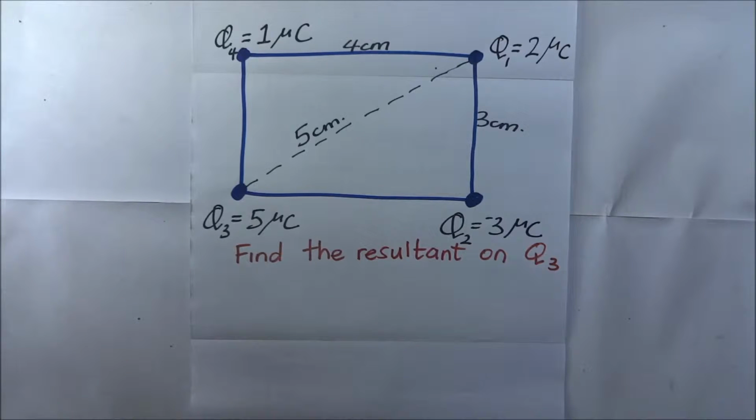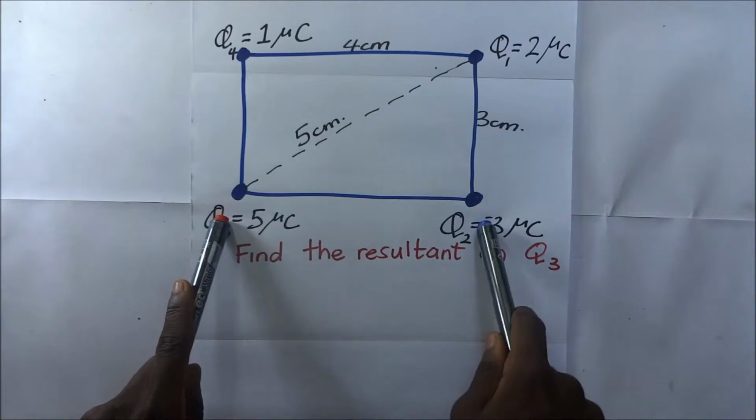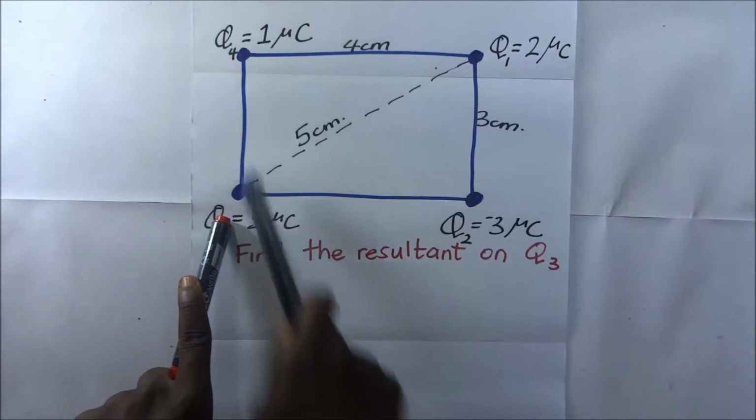In this question, we are being asked to find the resultant force on Q3. This is charge Q3, and we are being asked to find the resultant force on this charge. Now this charge is experiencing forces due to Q2, due to Q1 and due to Q4.